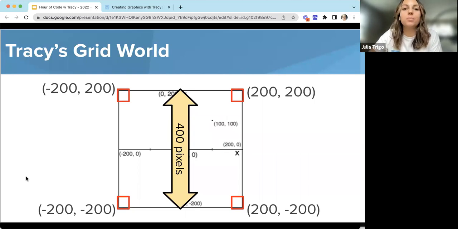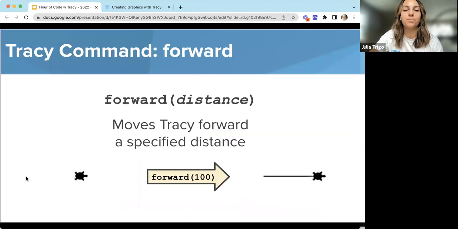But now we need to know some commands. How can we actually give her information in Python so that she will understand what we're saying? So first, the first command we're gonna learn, the one that you're gonna use all the time, is our forward command. And our forward command is written with the word forward, with parentheses, and then we put a distance value, a number inside the parentheses. That's how far in pixels we want her to move.